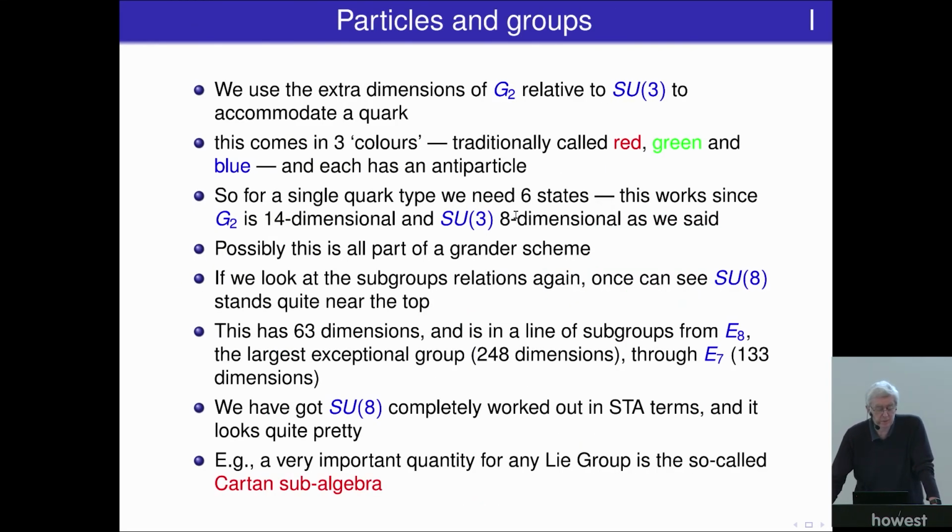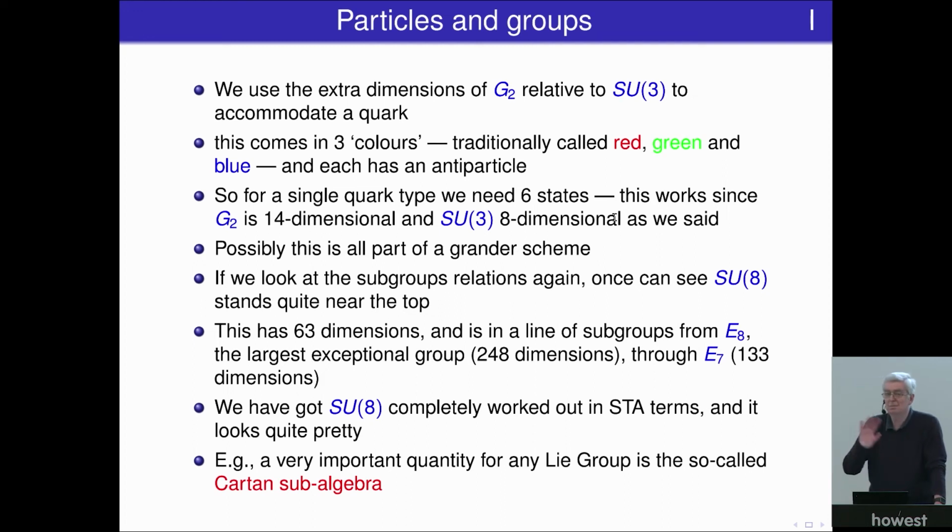It's got SU3 as a subgroup. And what we're going to do is use the extra dimensions of G2 relative to SU3 to accommodate a quark. We've said that comes in 3 colors. Each has an antiparticle. So for a single quark, we need 6 states. And this works because G2 is 14-dimensional, SU3 is 8-dimensional.